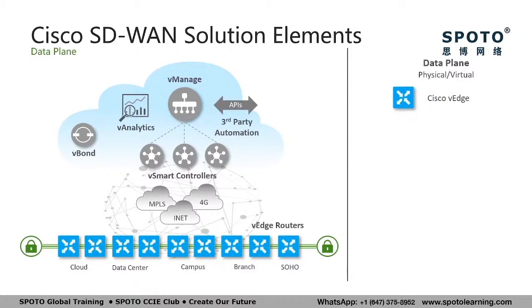vEdge routers are delivered in both physical or virtual form factors. Physical form factors are deployed as appliances with either 100 megabit, 1 gigabit, or 10 gigabit based on the throughput needs. The virtual form factor can be deployed in public clouds such as AWS and Microsoft Azure, or as an NFV on the vCPE, uCPE platforms, leveraging KVM or ESXi hypervisors.